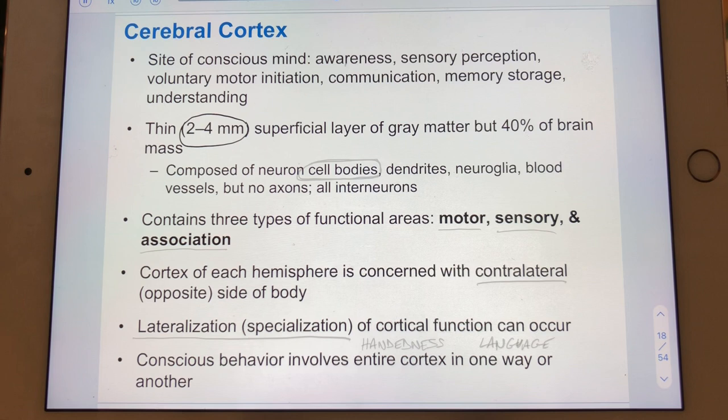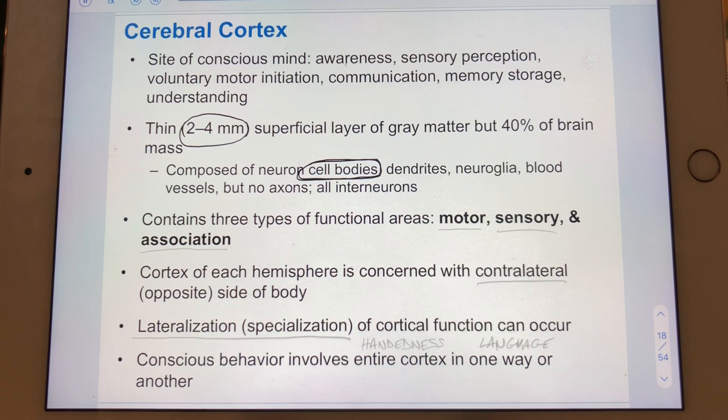Wow. That's where so many of your cerebral cell bodies are. Where else can we find cerebral cell bodies? Oh, good. In nuclei. Very good. In nuclei. Good. Happy Tessa.